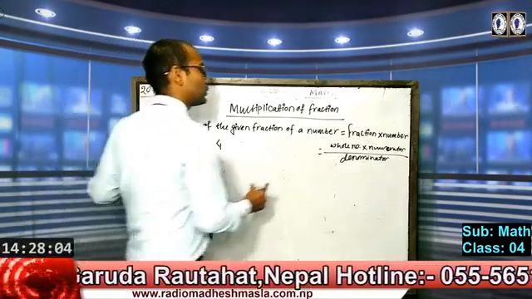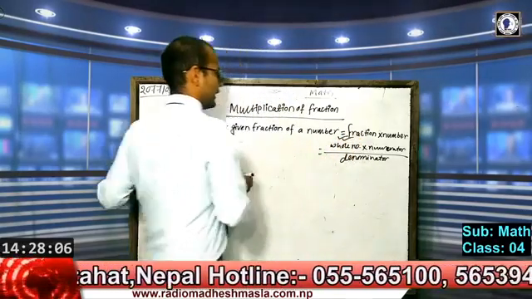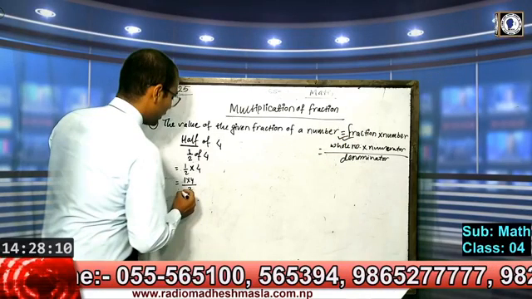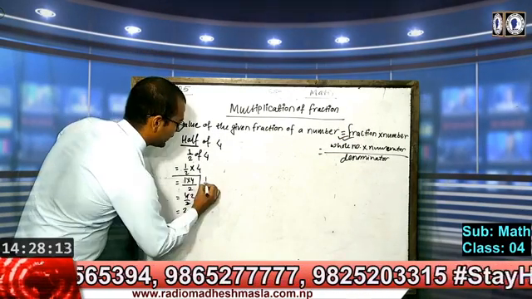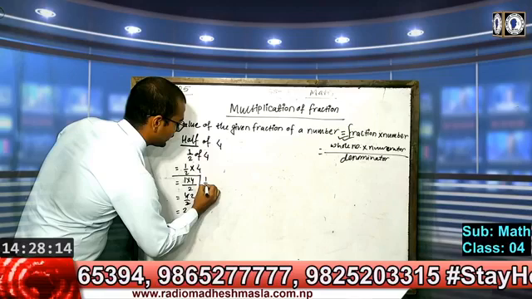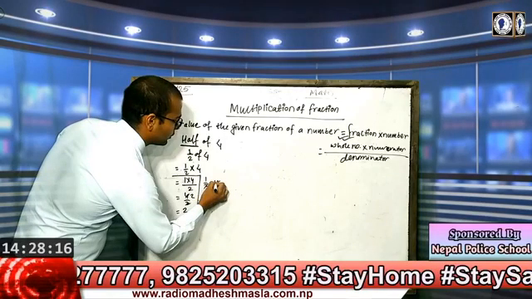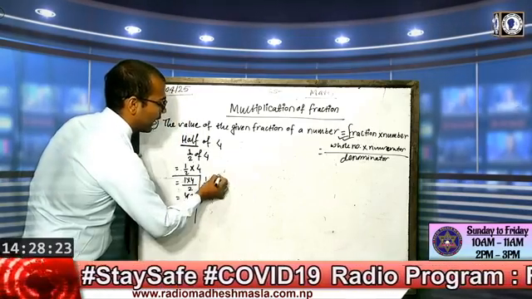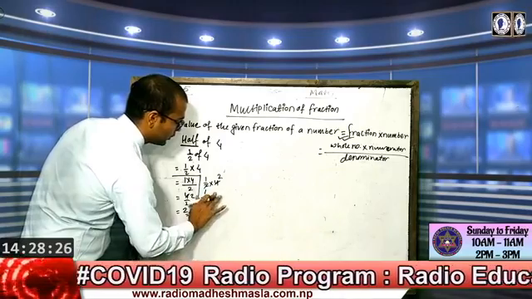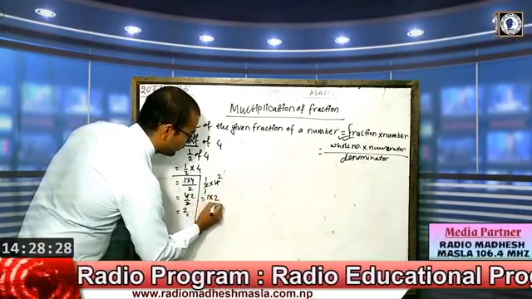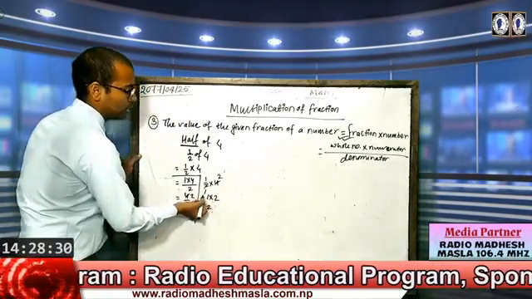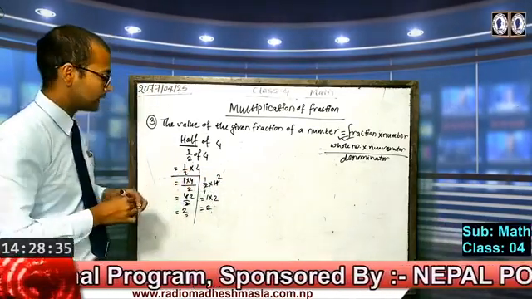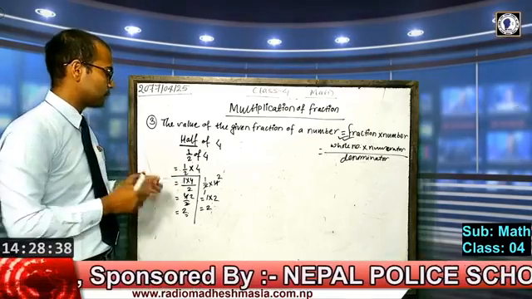But if we go through the formula fraction into number, we do it like this: 1/2 into 4. 2 ones are 2, 2 twos are 4, so 1 into 2 is 2, the answer, because there is one numerator, and when we divide any number by 1, the answer is the same. I hope you understood this type of question also.